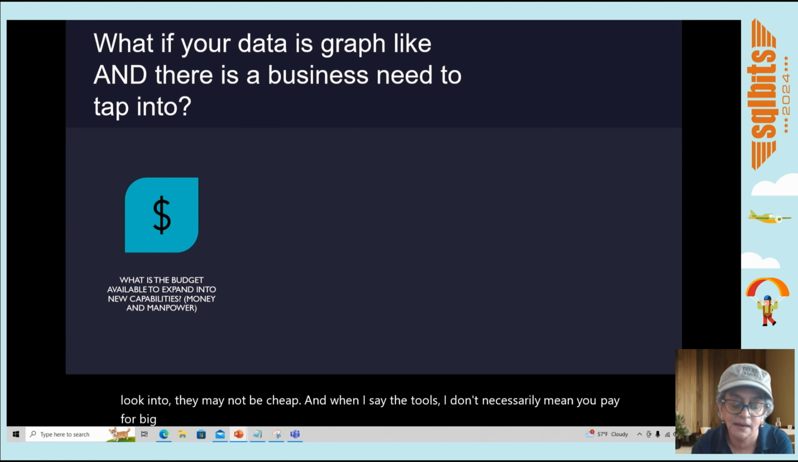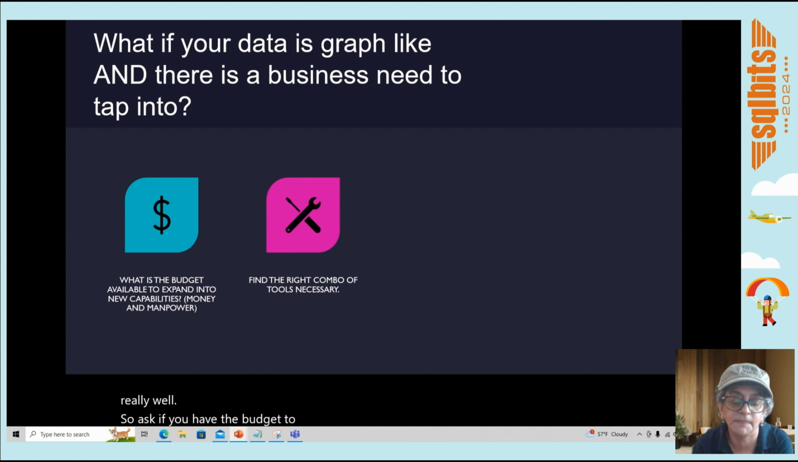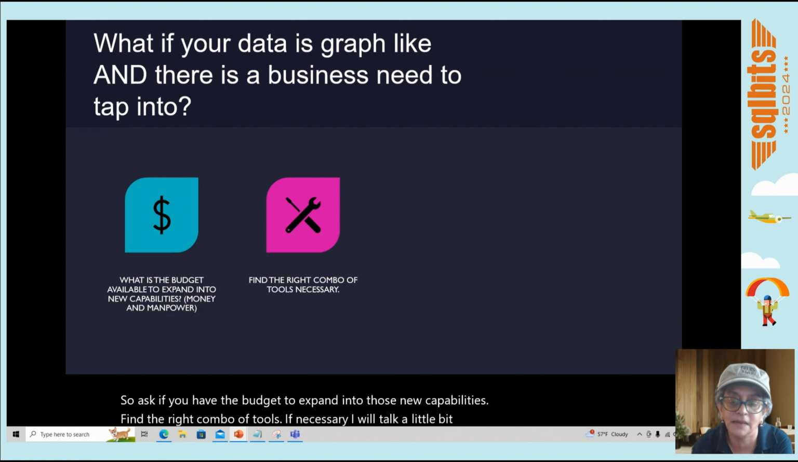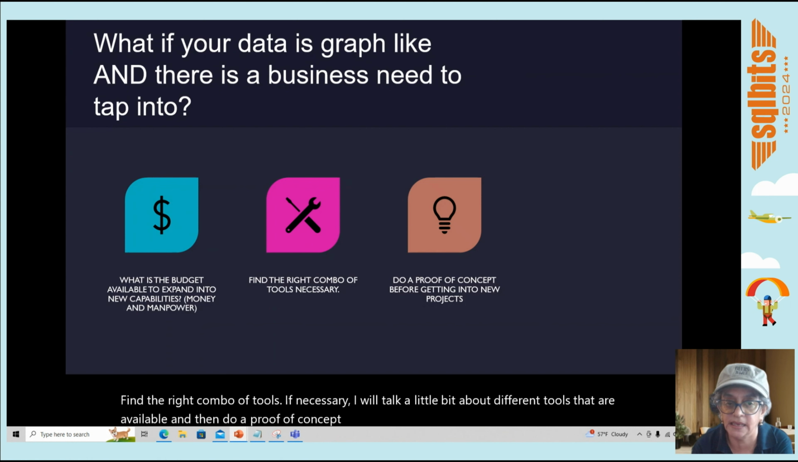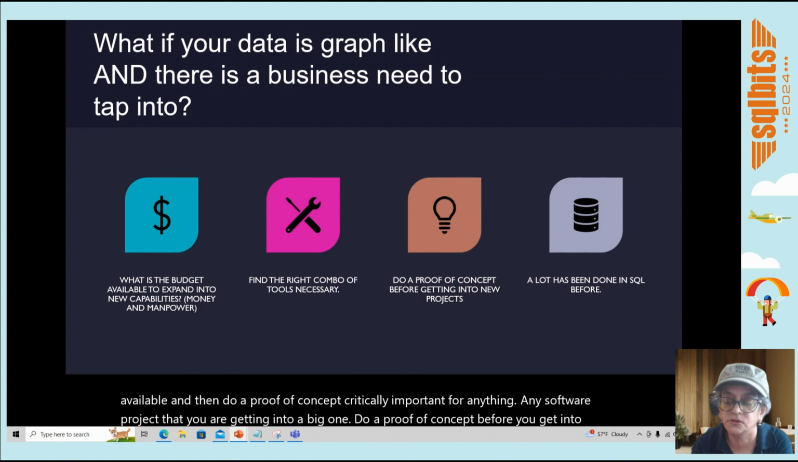It could also mean the talent, the people who know those tools really well. So ask if you have the budget to expand into those new capabilities. Find the right combo of tools if necessary. I will talk a little bit about different tools that are available. And then do a proof of concept, critically important for any software project that you're getting into, a big one. Do a proof of concept before you get into recommending anything as a solution.